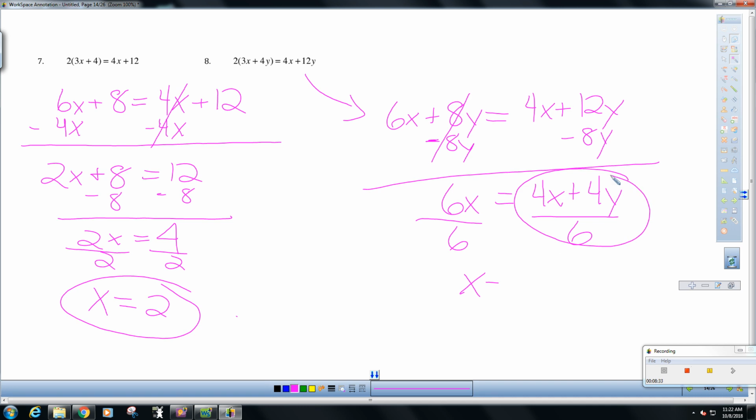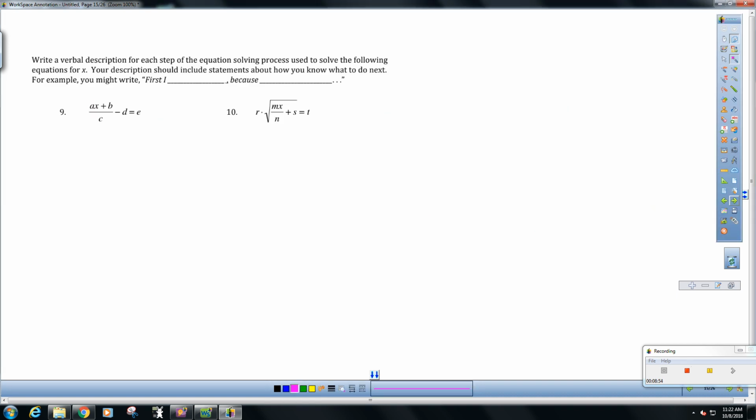But both of those things, everything on the top and the bottom is even. So if we divided by 2 over 2, we could get x equals 2x plus 2y over 3. Not simplifying your answers is not the biggest deal to me. Okay? All right.